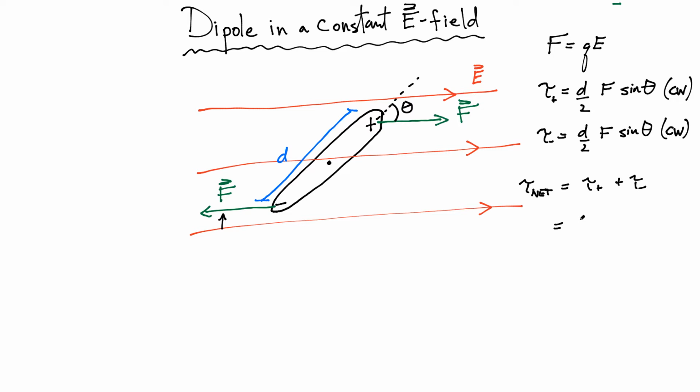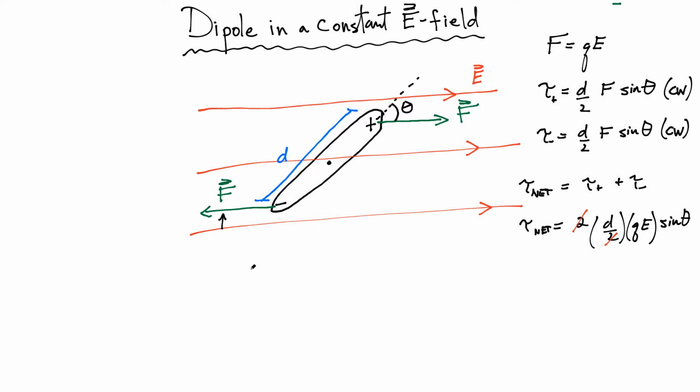At the end of the day you get 2. And since they have the exact same magnitude, I'll go ahead now and substitute in the magnitude of the force F, which is simply the charge times the magnitude of the field times sine of theta. And that's our net torque acting on the dipole. I could simplify this a little bit. This 2 will cancel with that one.